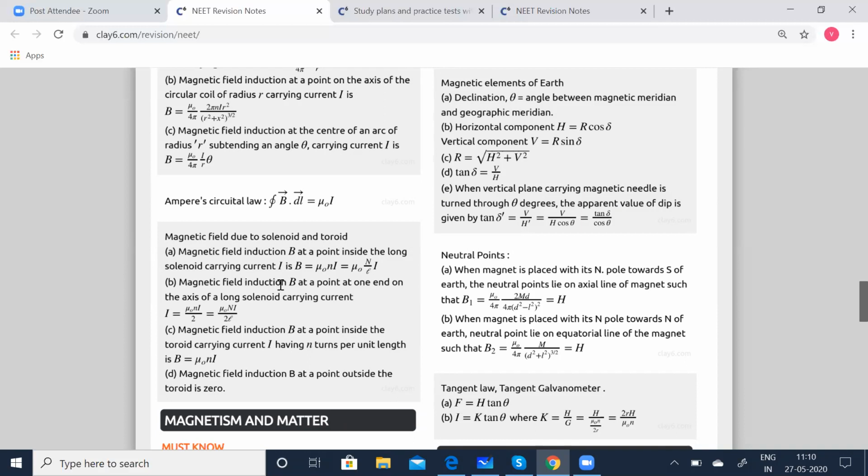Magnetic field induction B at a point at one end on the axis of a long solenoid carrying current is given by B is equal to mu 0 n I by 2, which is equal to mu 0 N I by 2L.